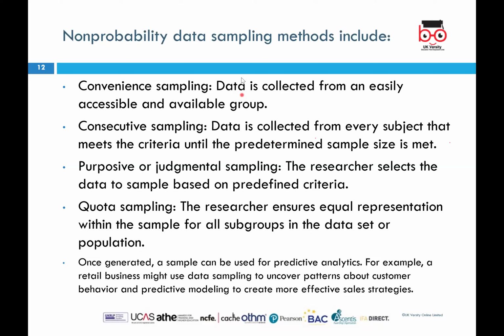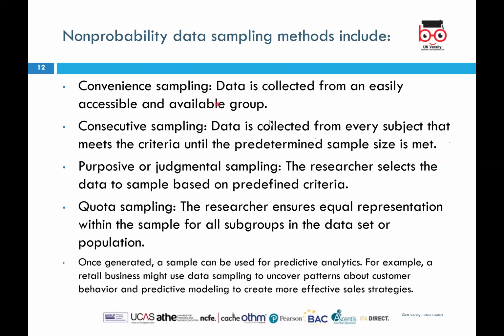But convenience sampling is that the data is collected from an easily accessible and available group. So they're all students there available. Whoever's free, you take the sample. The sampling is that every subject meets the criteria. So you're taking a sample from all the students consecutively. So first student, second student, third student, as they appear in the attendance.